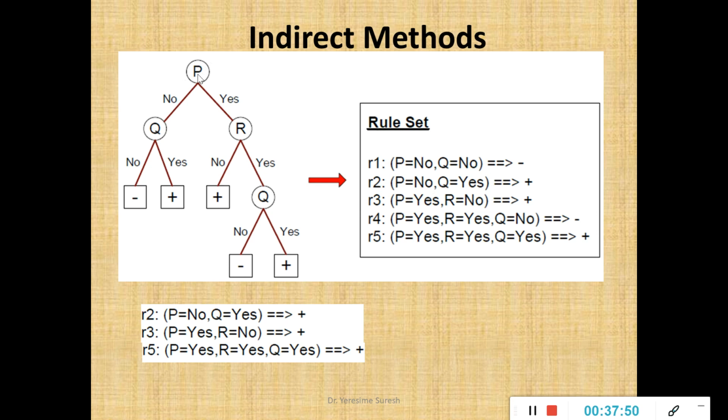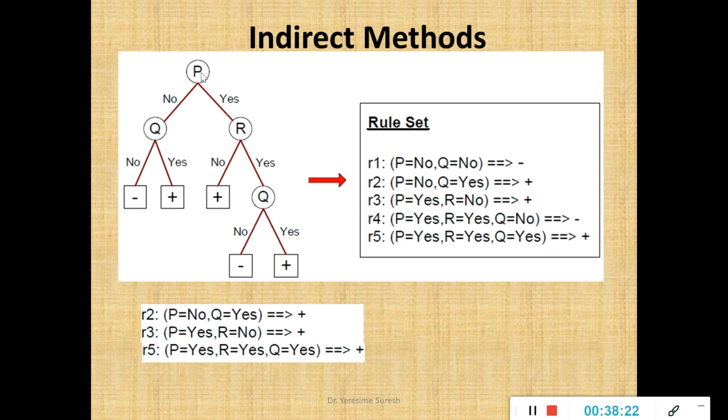Now, what is the first rule? First of all, how many paths are there? There are 5 paths. I'll just move my mouse pointer so that you can determine the number of paths. The first path, from P to Q, Q to positive instance. Second path, from P to R, R to positive. The third path, P to R, R to Q, Q to positive. The fourth path, P to R, R to Q, R to negative. This is my fifth path.